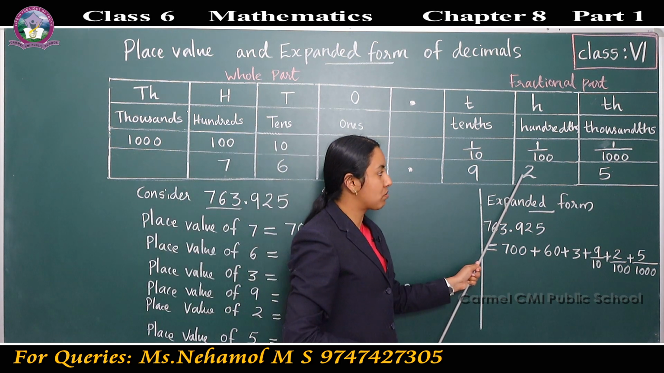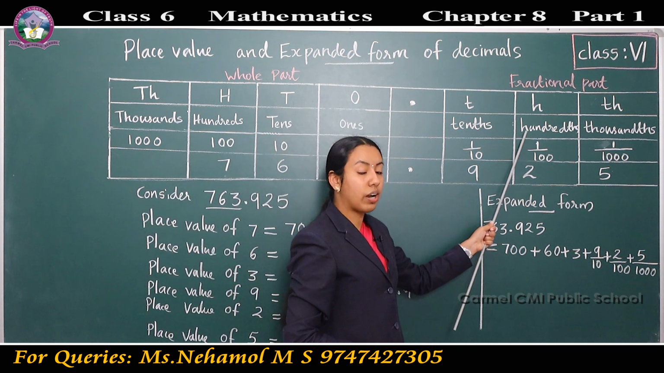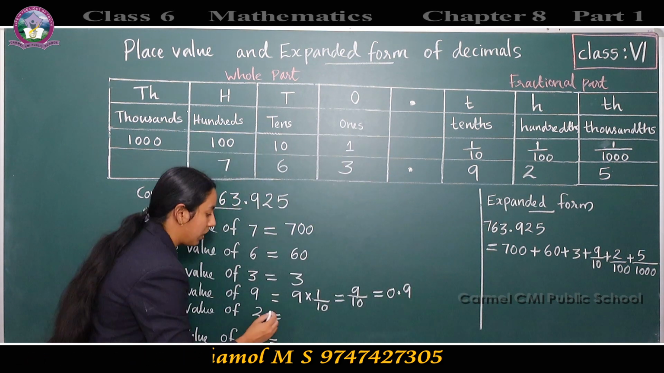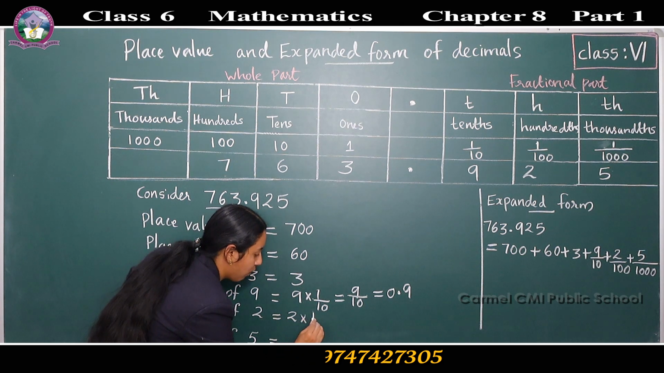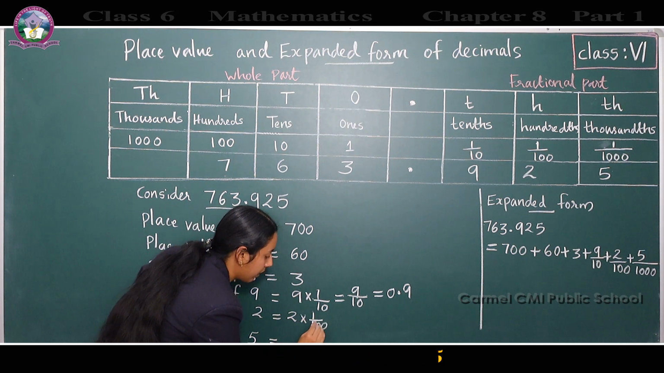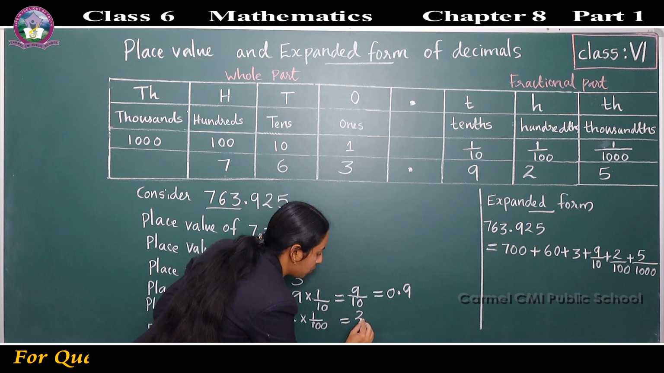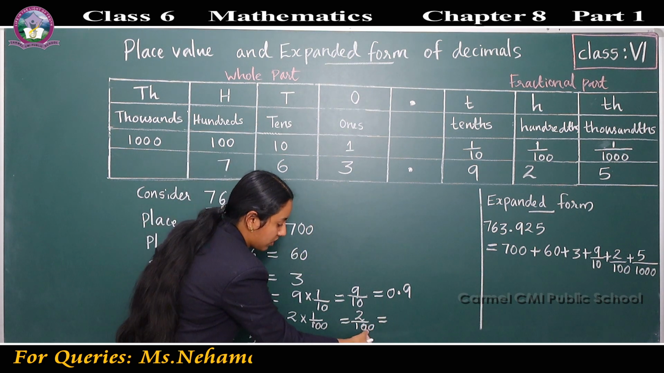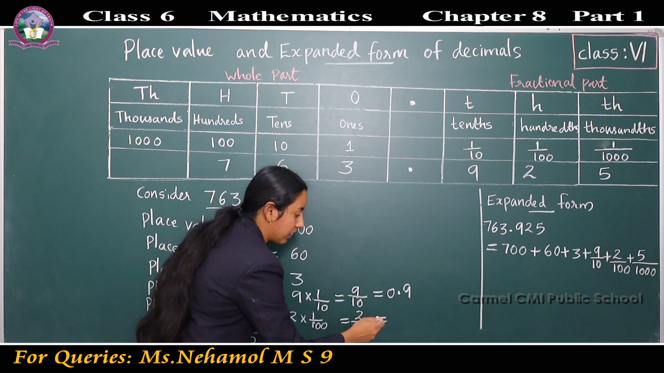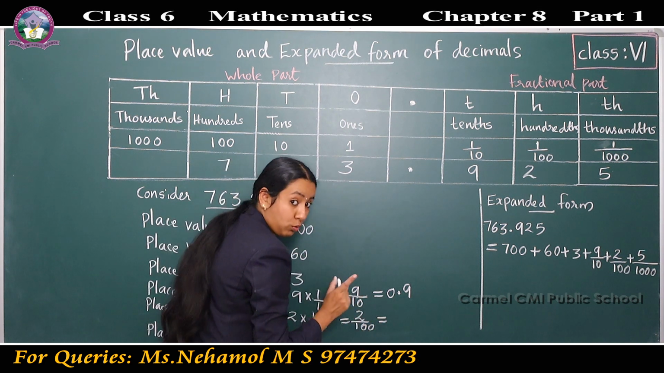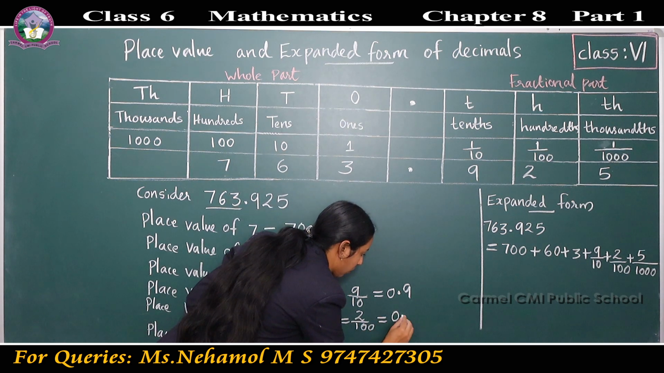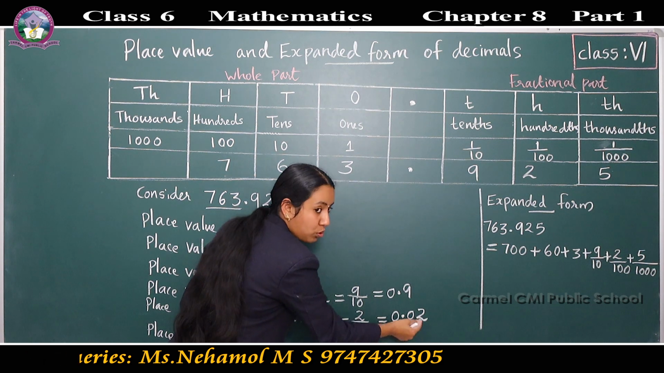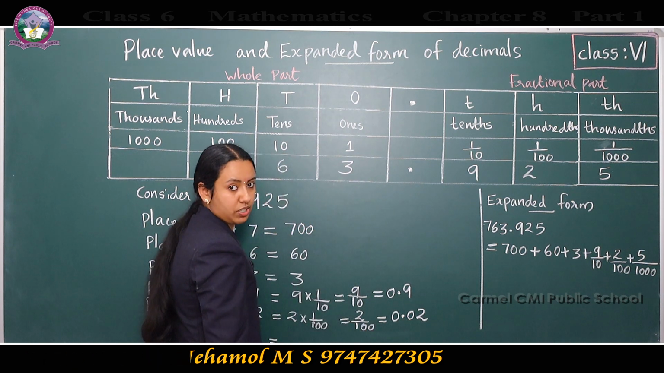Then what is the place value of 2? 2 belongs to hundredths. So the place value of 2 will be 2 into 1 by 100. That is equal to 2 by 100. 2 zeros in the denominator. So in the decimal form, we need 2 decimal places. 0.02. 2 decimal places, 2 zeros in the denominator.